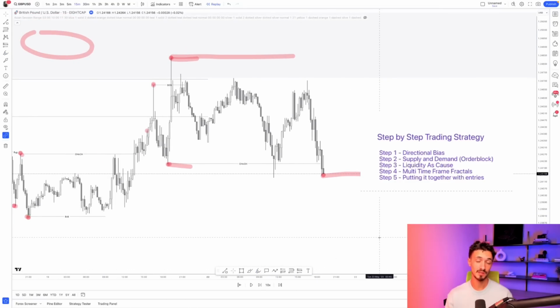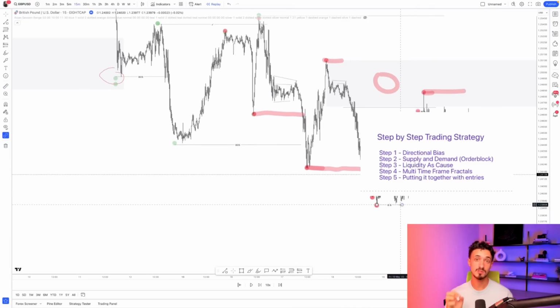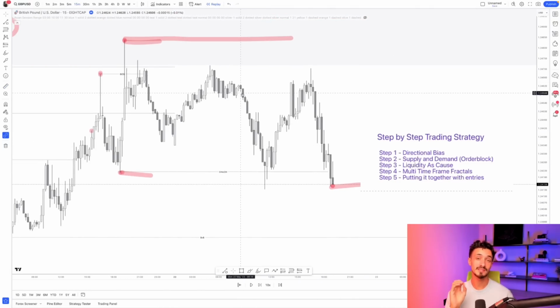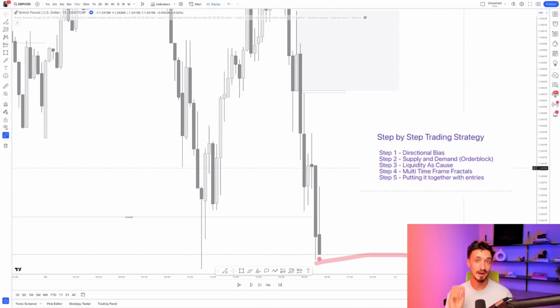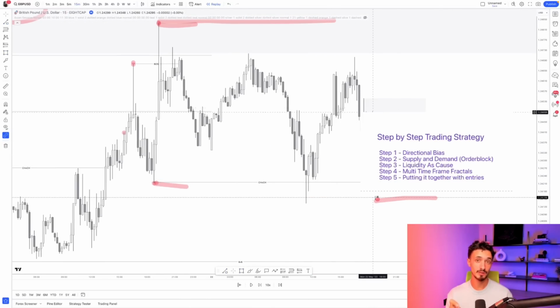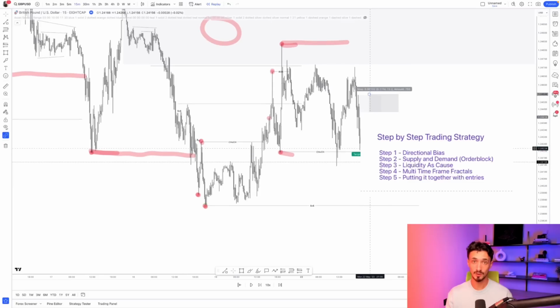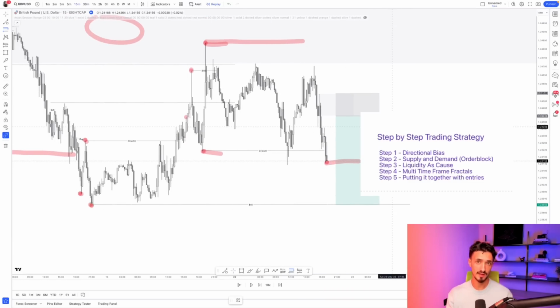it's come from. Step 2, we're going to be walking through supply and demand. More importantly, selecting our right order blocks for our points of interest. These are going to be the areas that we're going to be trading out of. Into step 3, we're going to be taking a look at the cause and effect model of the market, which is liquidity. This is going to help us avoid certain areas and target other areas.